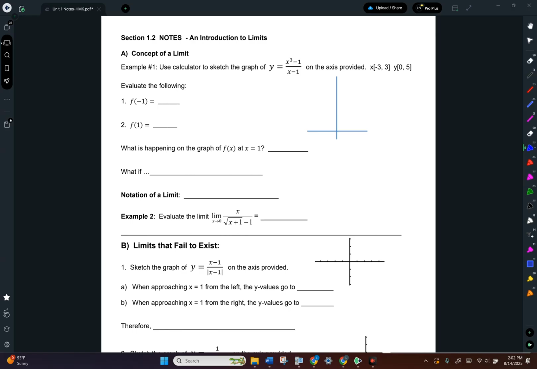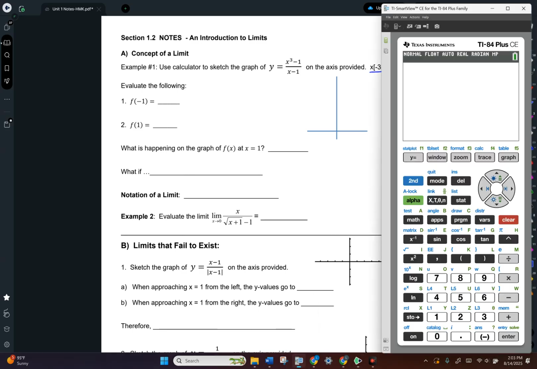So first of all, let's look on our graphing calculator and see if we can sketch this graph. We're just going to go to the graph screen, and we're going to use this for our window. The x, we're going to go from -3 to 3, and the y, we'll have it go from 0 to 5. Okay, so on my calculator, go to your y equals, and you do need to practice this because you're going to be graphing on your calculator.